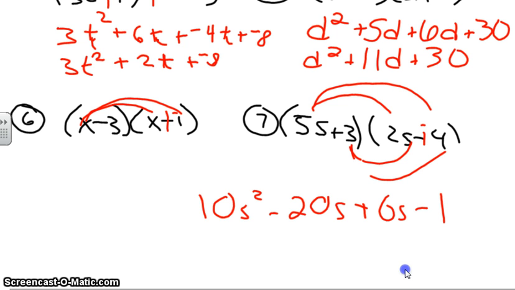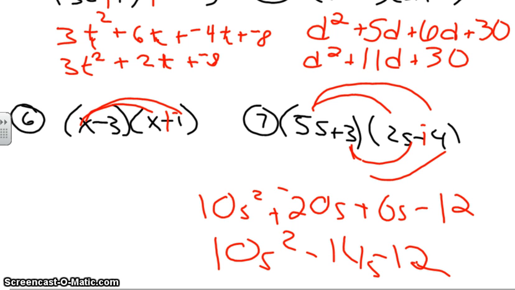25 seconds, Nick. You gotta go. -12. Combine like terms. Can we make it? 20 seconds. Counting down. -20s plus 6s. -14s. That's right, Courtney. There you go.